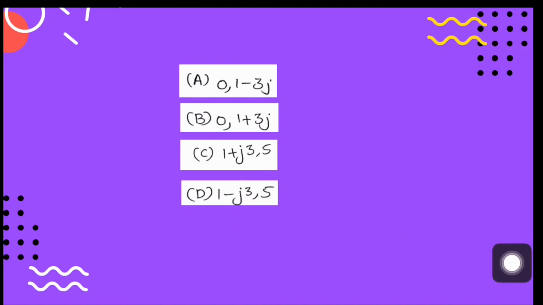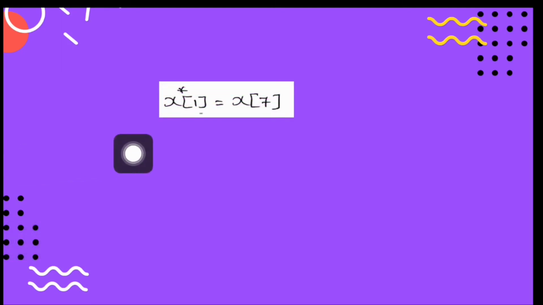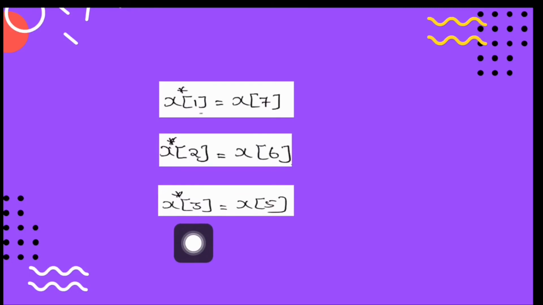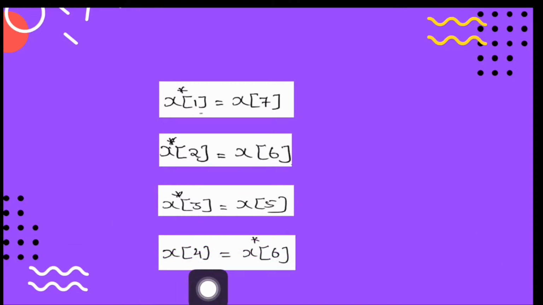So here we are given the first 6 points of an 8-point DFT and we are asked to find the remaining 2 points. In fact, there is a relation between different elements of an 8-point DFT, and we are going to use that for determining the unknown quantities. That is, in an 8-point DFT, x conjugate of 1 can be equated to x of 7, x conjugate of 2 to x of 6, x conjugate of 3 to x of 5, and x of 4 to x conjugate of 4.